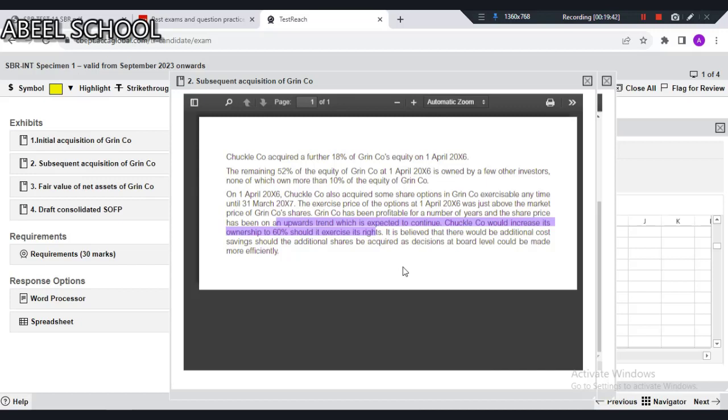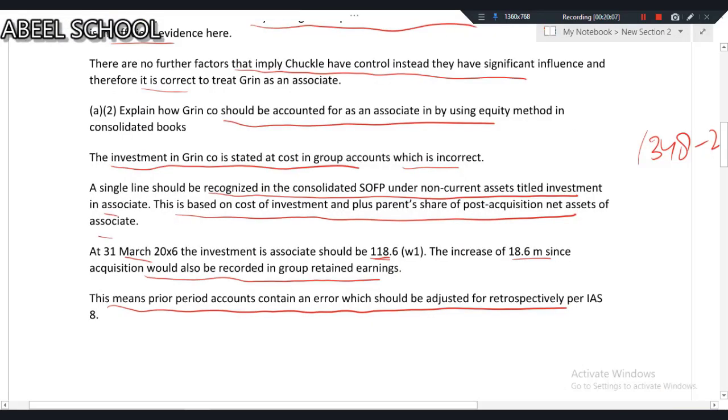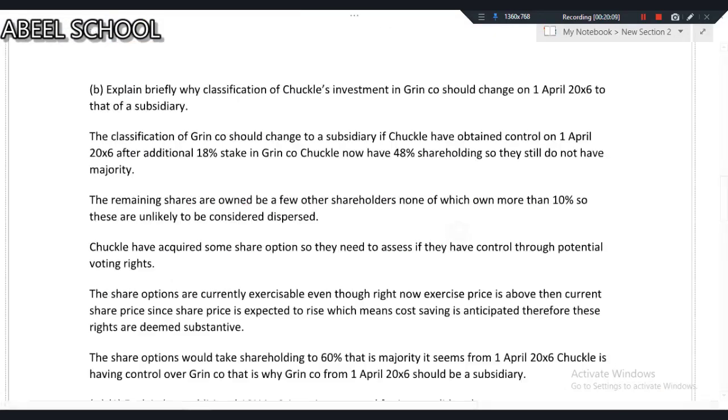So due to that, the holding of the parent company becomes 60%. So basically after including the share options, the holding goes to 60%, which is the majority. That is why Green Company, now at 1st April X6, is your subsidiary. It is no more your associate. So what will be the drafting for 2 marks? I have already done that to save the time.